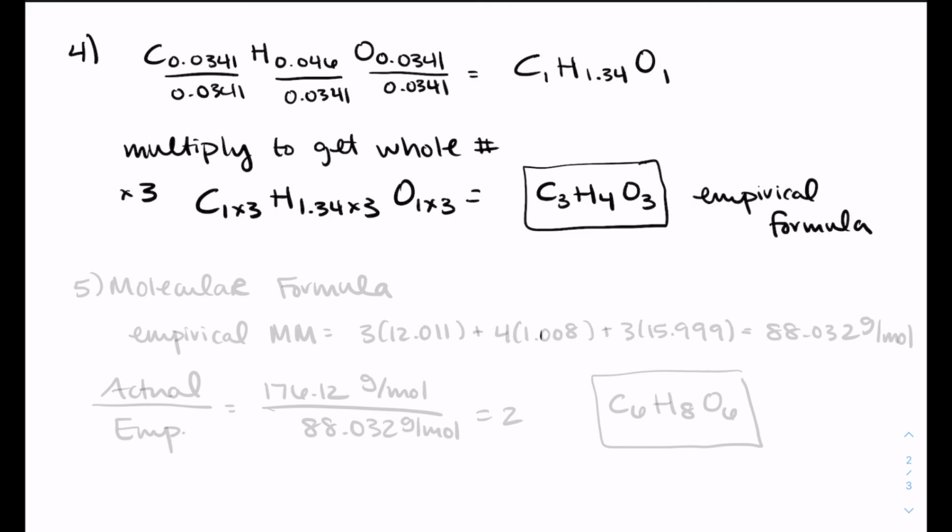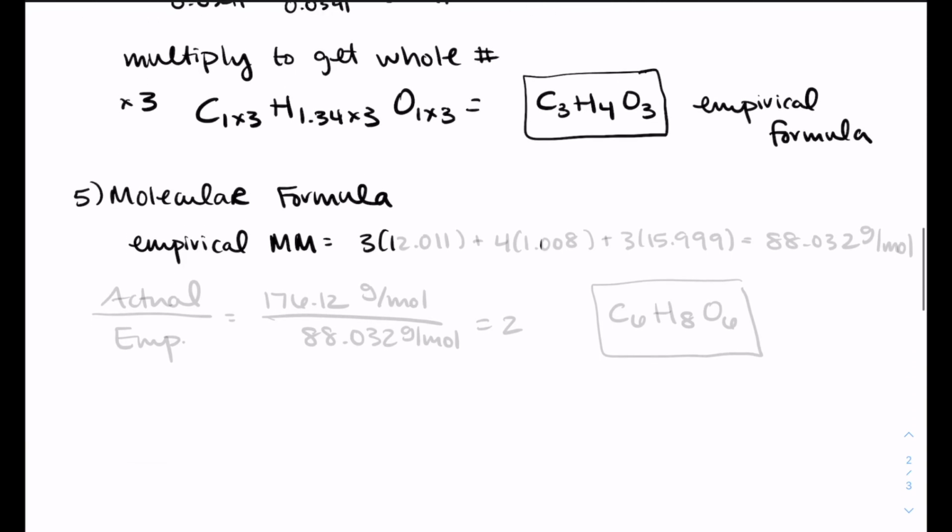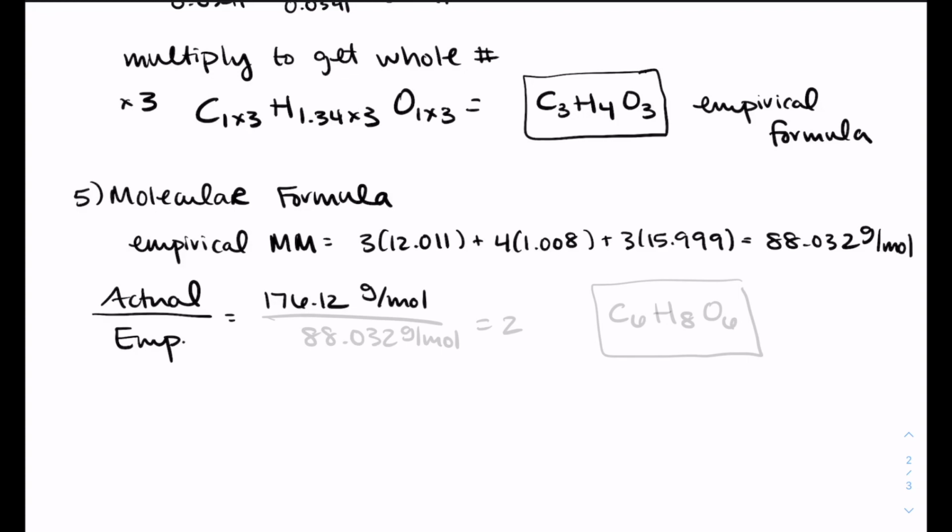Let's look for the molecular formula first by checking the molar mass of my empirical formula. So 3 carbons, 4 hydrogens, and 3 oxygens would have a molar mass of 88.032, which does not match my actual molar mass. So if I compare them by dividing, so the actual molar mass divided by the empirical, I get a factor of 2. So I need 2 of my empirical formulas to make the molecular formula. So going through and multiplying all of those subscripts by 2 gives me a molecular formula of C6H8O6.